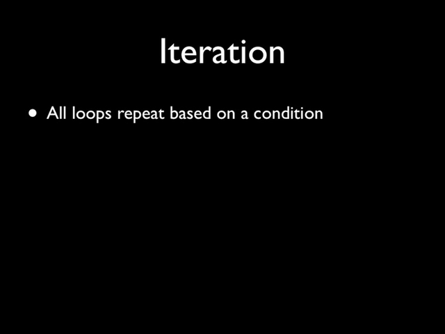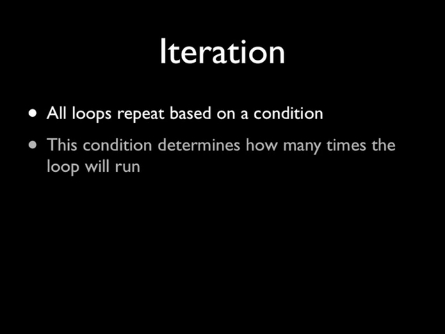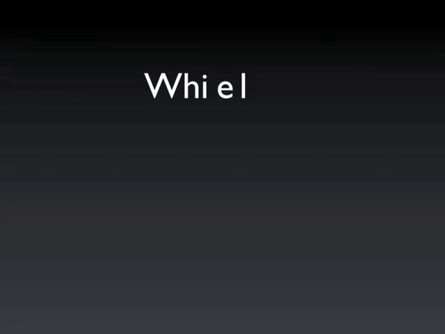So all loops repeat based on this idea of a condition. And the condition is really the key to all of this, because it determines how many times the loop's going to run. We have three main loops: while loops, do-while loops, and for loops. And what we're going to do is go through all of them and discuss the differences between them. I'm going to start out with the while loop.